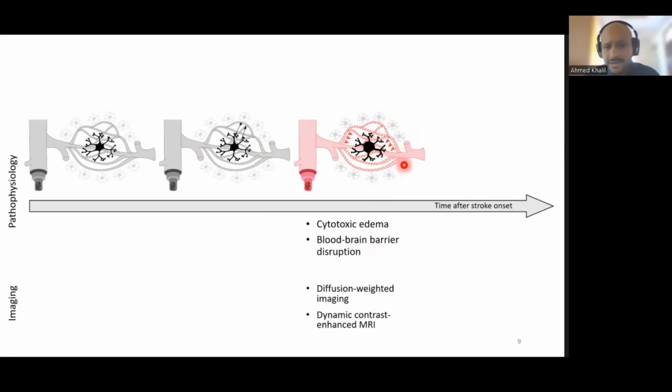And shortly after, sometimes even simultaneously, the blood-brain barrier, so the barrier between the blood and the neural tissue, starts to become disrupted. And both these processes, the cytotoxic edema and the blood-brain barrier disruption, can also be visualized using certain MRI techniques like diffusion-weighted imaging and dynamic contrast enhanced MRI, respectively.